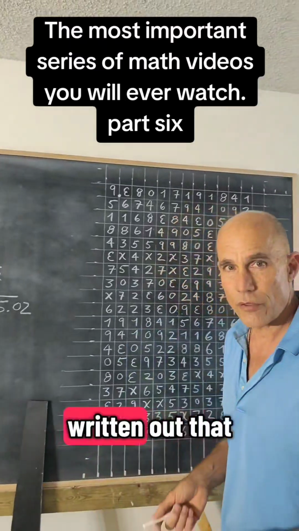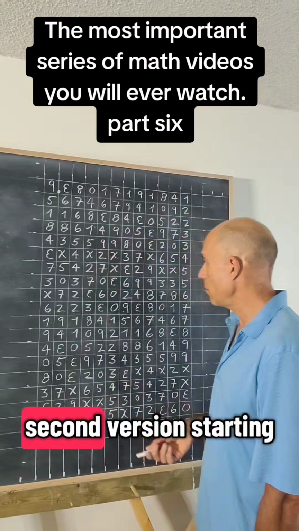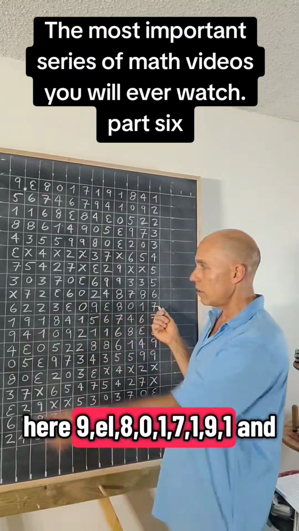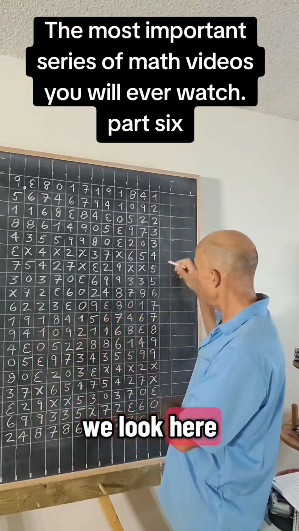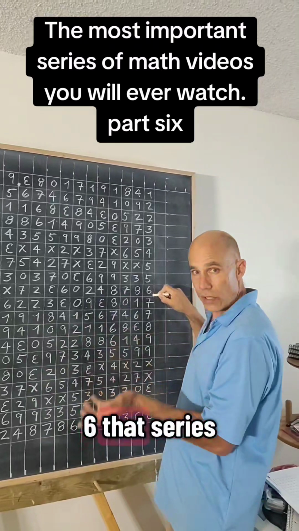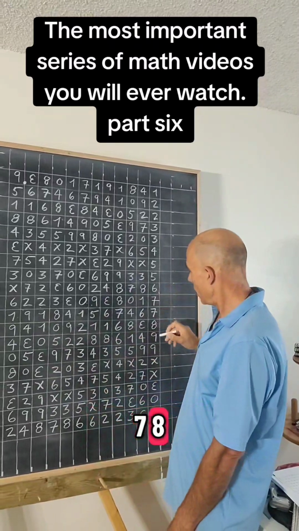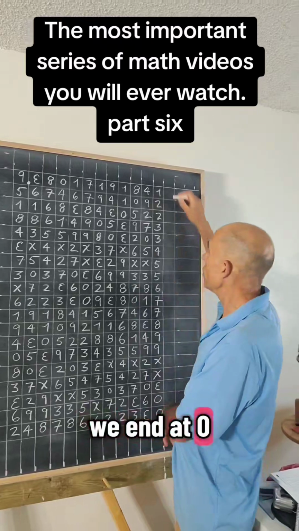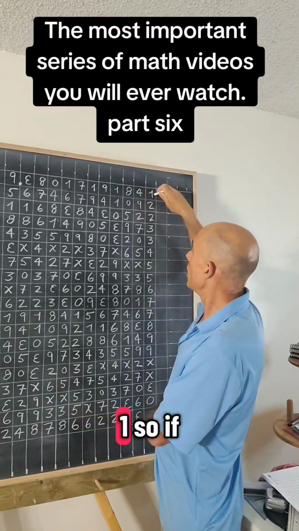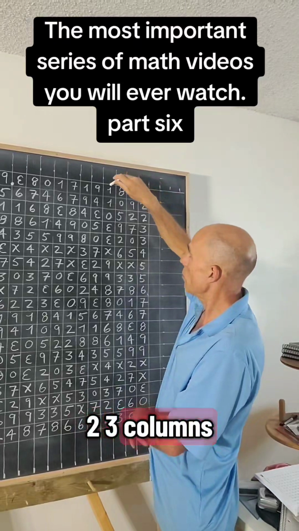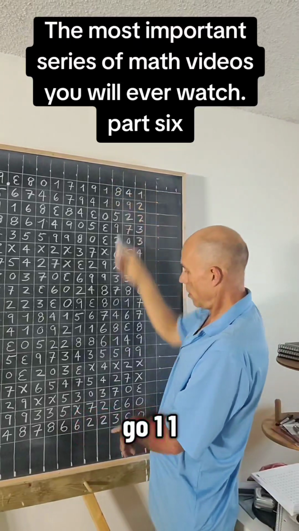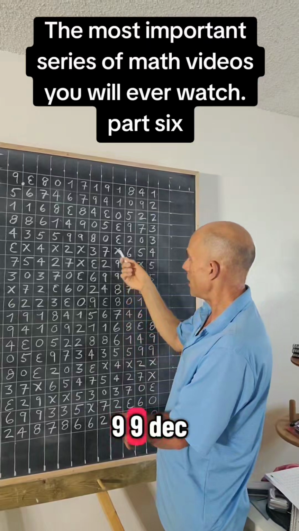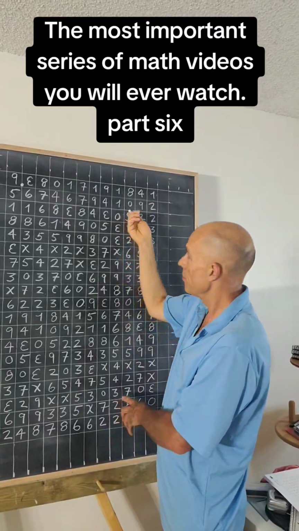All right, so now I've written out that same number again, second version, starting here, 9L8017191, and we look here, we ended at 6. That series continues, 77899 dec L00. So we end at 0. We started at 1. So if we go 1, 2, 3 columns over, here we go 1, 1, 2, 2, 3, 4, 4, 5, 6, 6, 7, 8, 8, 9, 9, dec LL0.